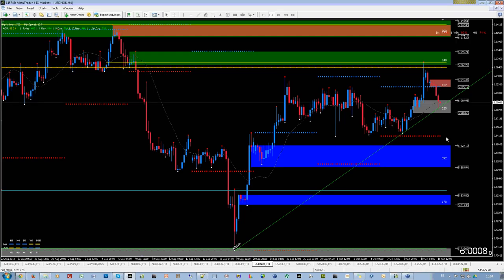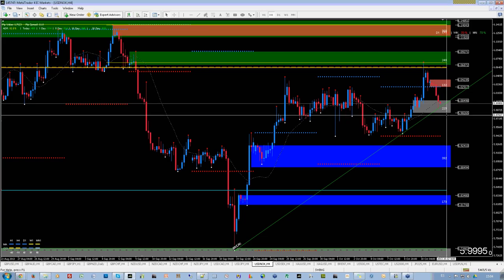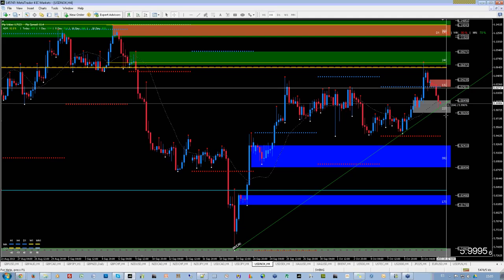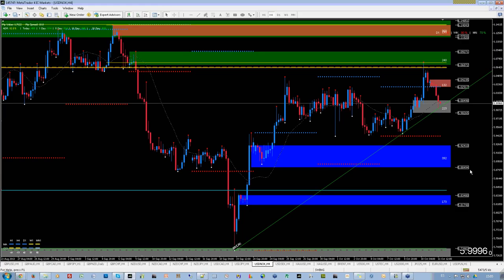So now we wait for this, and then we wait for a pullback, and then we sell the pullback and hope that the trade will drop and go in our direction. Is that clear? The process? Any doubts about it? So how do you get in short? You have to wait for this area to be taken out and a full candle close, and you sell the pullback. Correct.